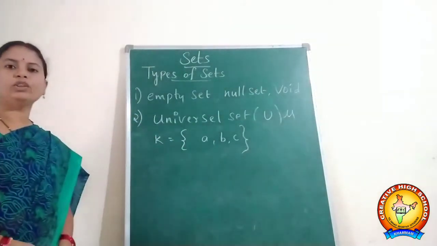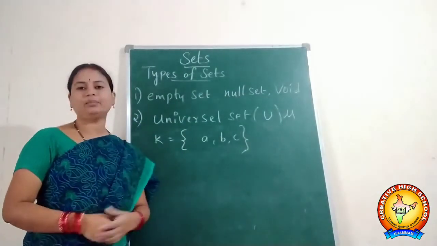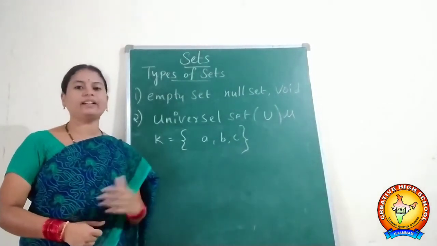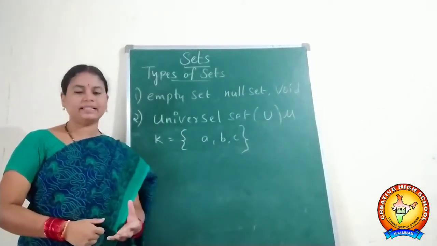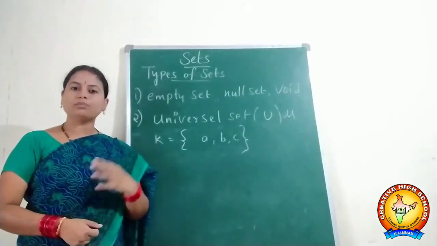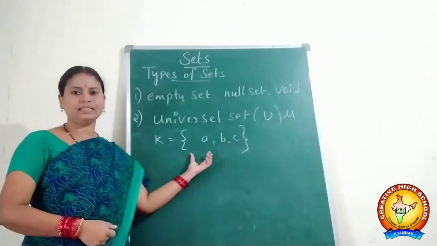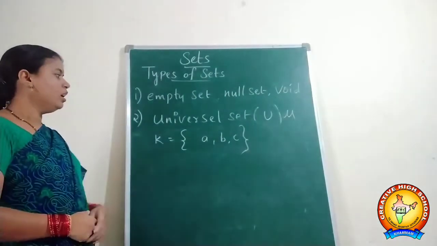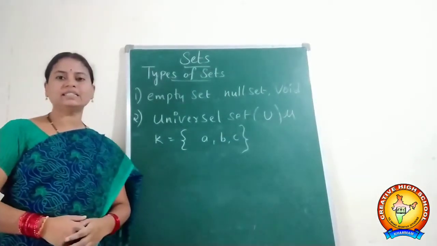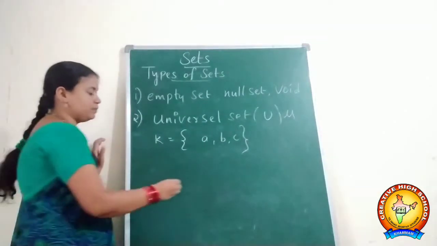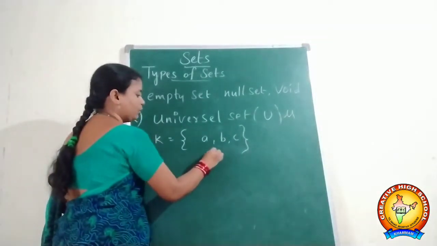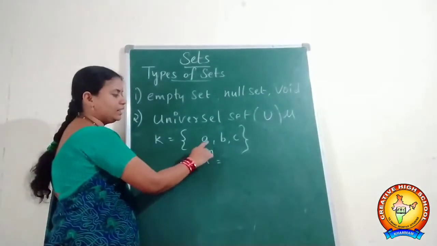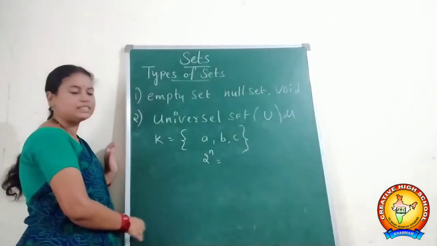Here K is equal to {A, B, C}. Three elements are there. So now let us see how many subsets, how many small sets, we can write from this set K. Already I told you one formula: how many subsets does it have? 2 to the power of n subsets. Here n we can take as the cardinal number of this set.